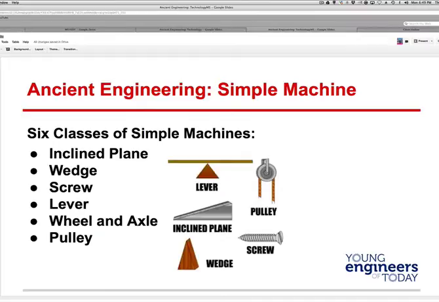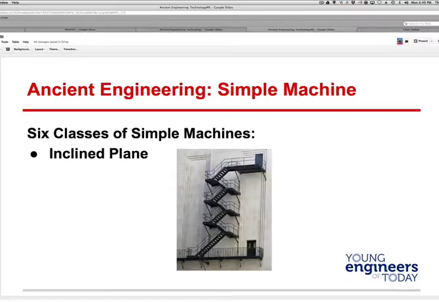So we have 6 classes of simple machines. We've got the inclined plane, a wedge, a screw, a lever, wheel and axle, and a pulley. All right? Let's go through. Inclined plane. Those steps going up the side of that building is an inclined plane. Series of them. Inclined plane right here, here, here, and here.